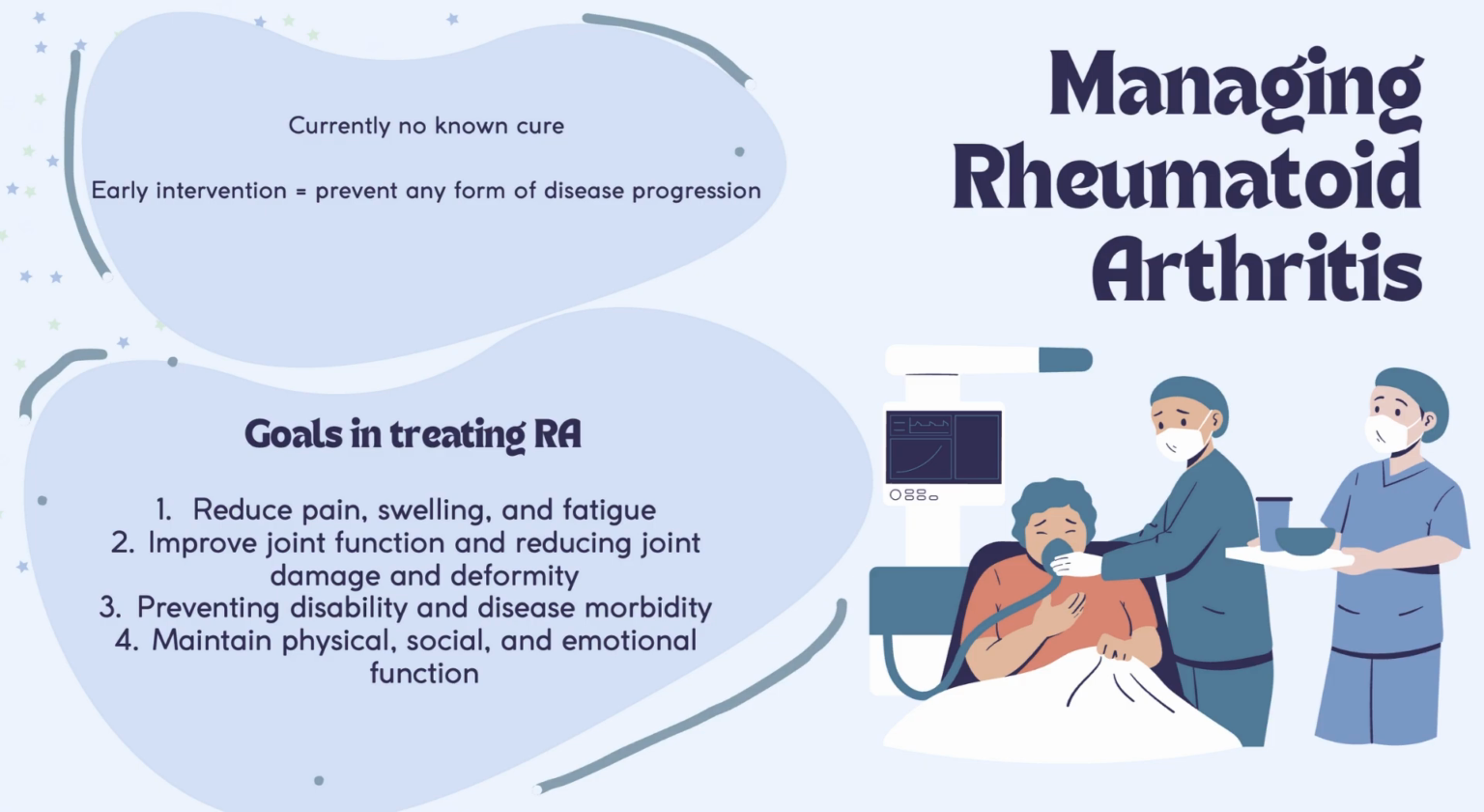Some of the major goals in treating rheumatoid arthritis include reducing pain, swelling, and fatigue. Also, improvements in joint function and minimizing joint damage and deformity. Next is preventing disability and disease morbidity. Lastly, it is also important to maintain physical, social, and emotional function while also minimizing the long-term use of medication.